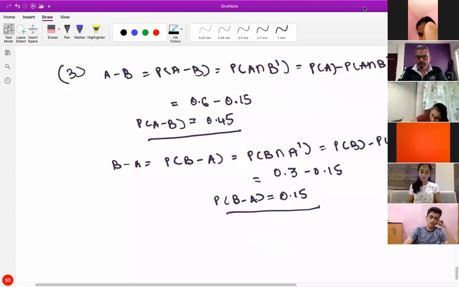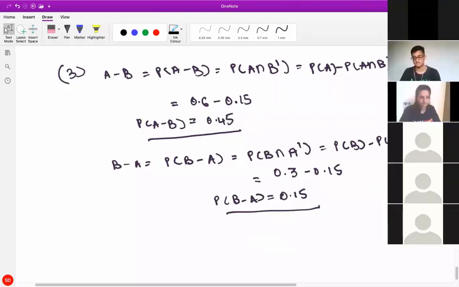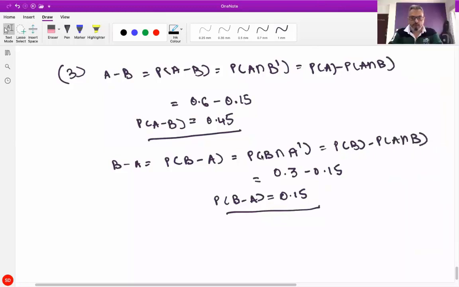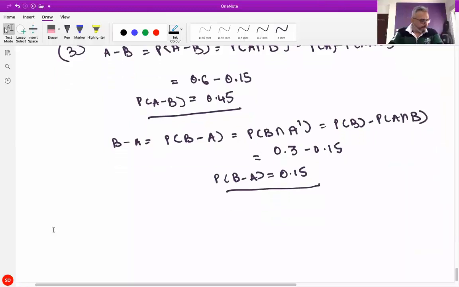Any doubt? Okay, now let's go to the next sum. Illustration 24.